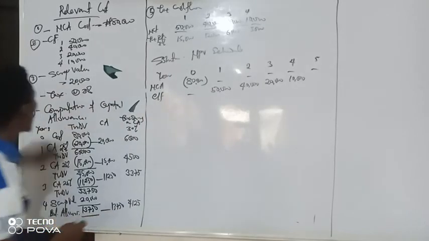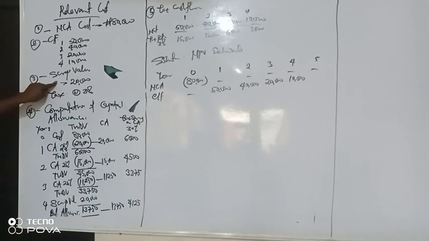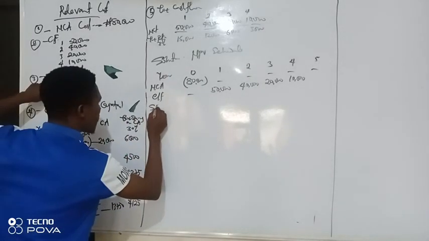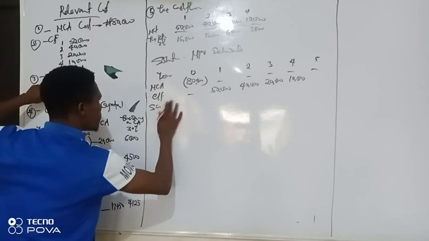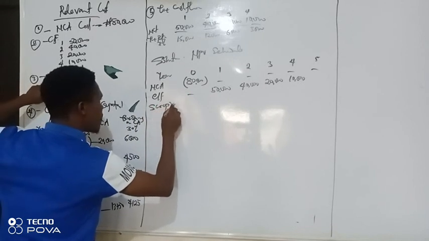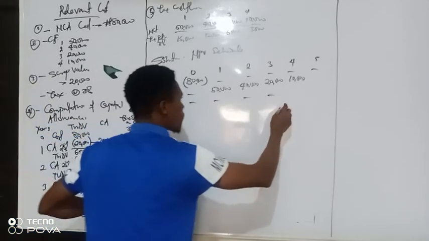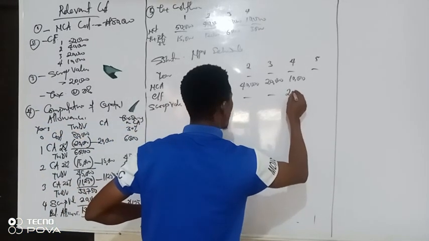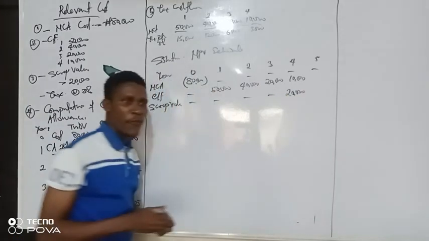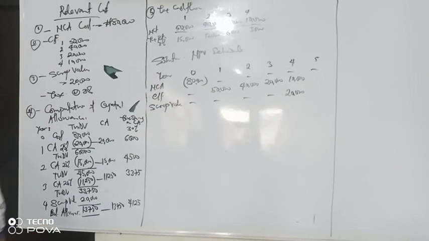Now, the project has a scrap value, right? Yes. Let's bring it in. The scrap value is coming in year 4, because the scrap value comes in as an inflow at the end of the project life.